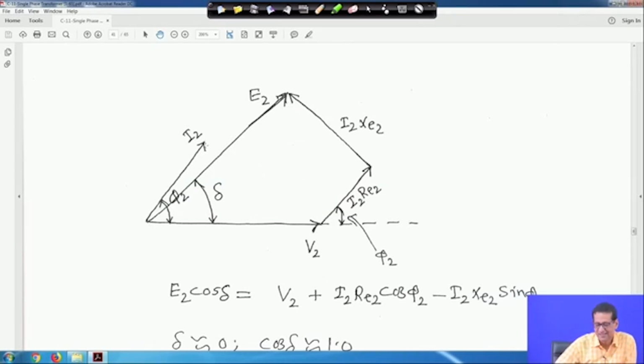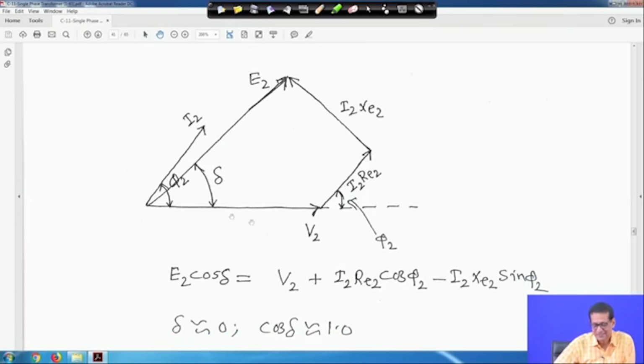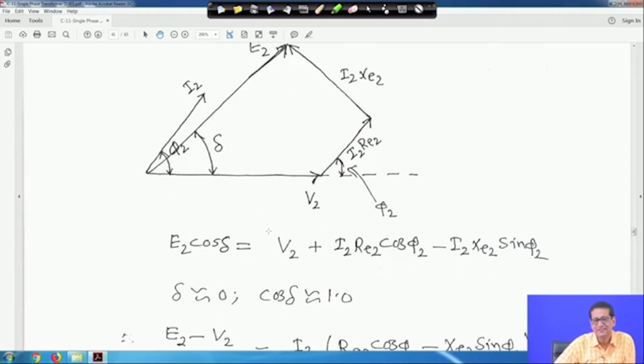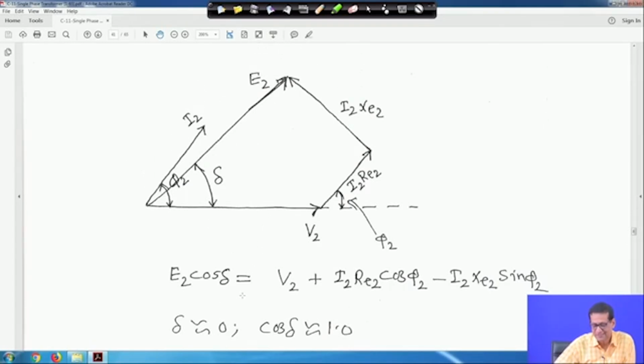So, this is my current, this is my V2, so current I2 is leading voltage V2. So, this is my E2. This angle phi 2 is between I2 and V2, and angle delta is between E2 and V2, everything is clearly marked. So, take the horizontal projection, therefore E2 cos delta will be this one, whatever we take.